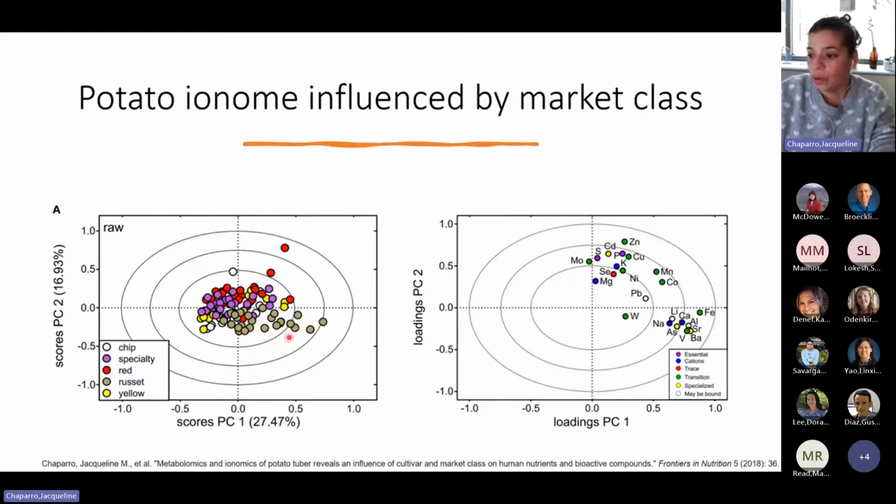So for example, with respect to russet, we see that there's more iron, aluminum, and calcium present in those potatoes. Whereas with the specialty potatoes, we see less zinc, less phosphorus, less potassium. So the opposite side is a negative correlation, whereas the same side is a positive correlation.